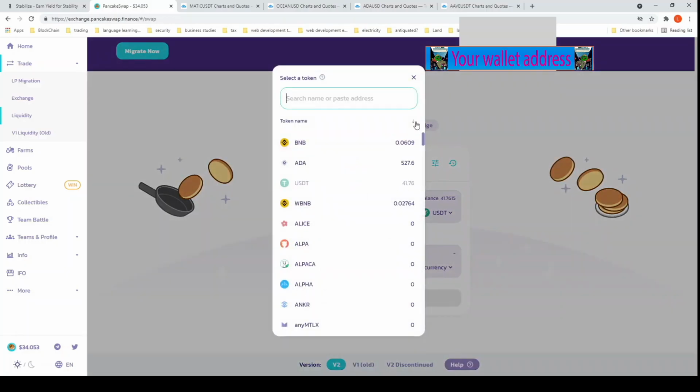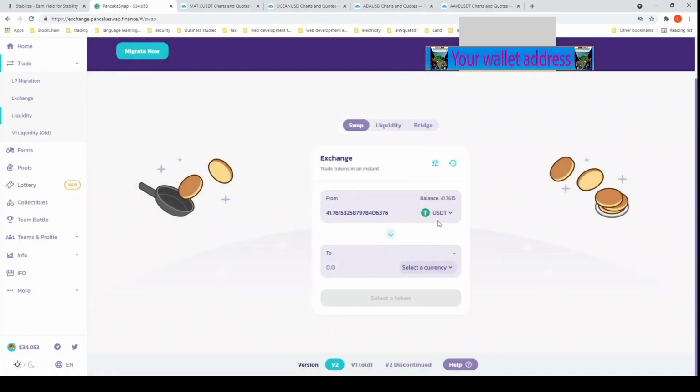Actually, wait. No, sorry. This is how I got it. You can send USDT over the Binance Smart Chain directly. As you can see, I've got this. This is how you can get it.